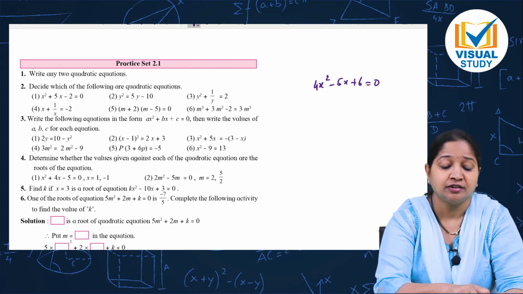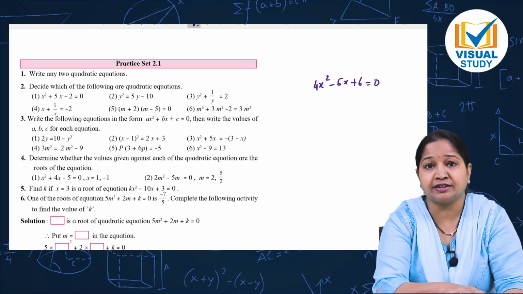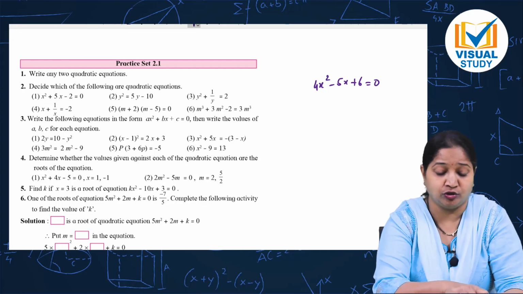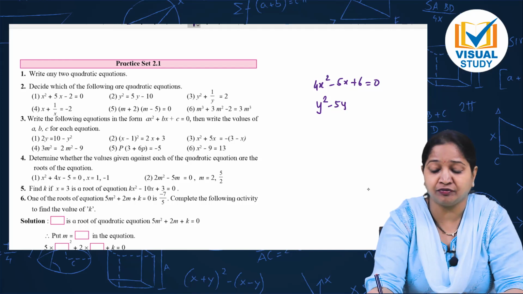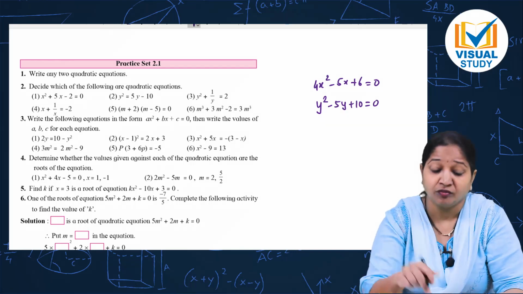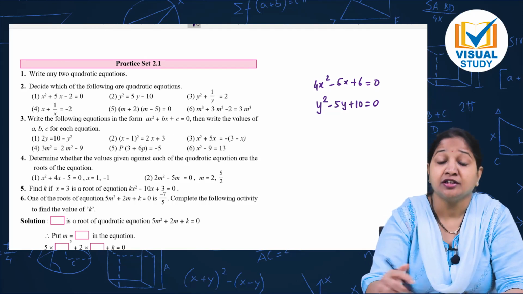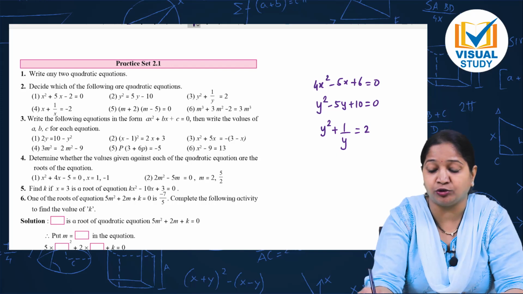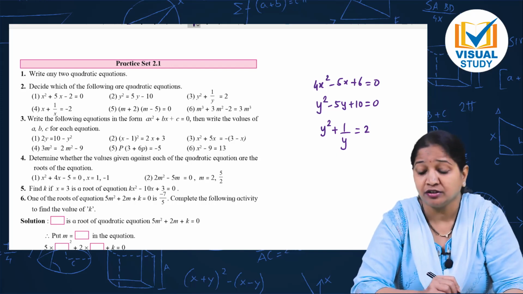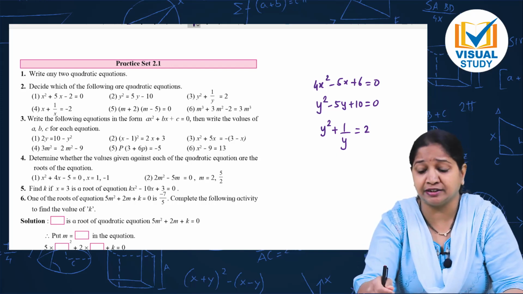Second one is decide which of the following are quadratic equations. Now you see that the degree of x is x square, so it is a quadratic equation. Here also you can change it, y square minus 5y plus 10 equal to 0. So it is also a quadratic equation. Now y square plus 1 upon y equal to 2. Is it a quadratic equation? By looking at this you will tell us yes it is a quadratic equation.